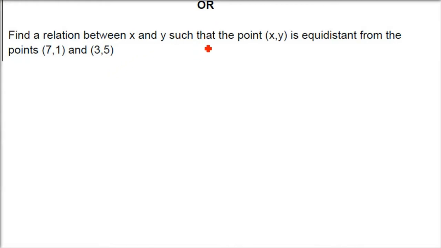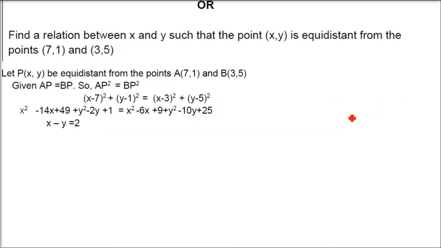Now this is internal choice. Find a relationship between x and y such that point x, y is equidistant from point 7, 1 and 3, 5. So this is the marking scheme, how you have to solve, and let me tell you the concept. This is all you have to write. This P is the point x, y. Normally we take it as x, y. And the point A is given as 7, 1. And point B, take it as 3, 5.